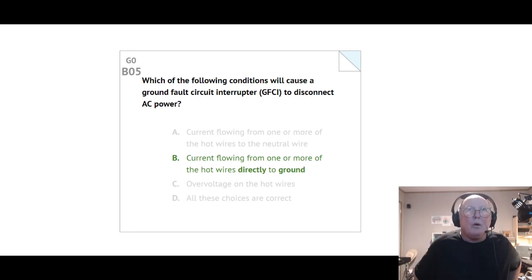B05. Which of the following conditions will cause a ground fault circuit interrupter to disconnect AC power? Current flowing from one or more of the hot wires directly to ground. So in other words, a short. If you have a short, current flowing from one or more of the hot wires directly to ground, then it'll trip the ground fault circuit breaker.